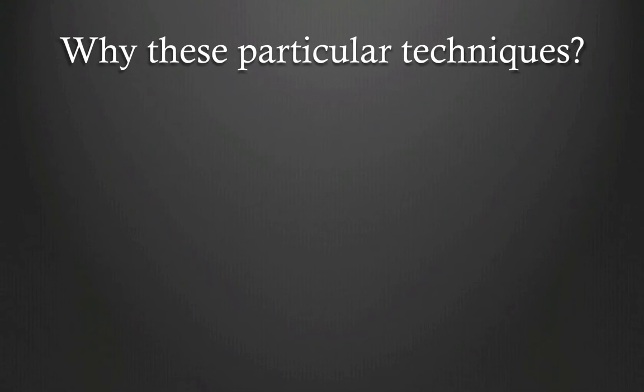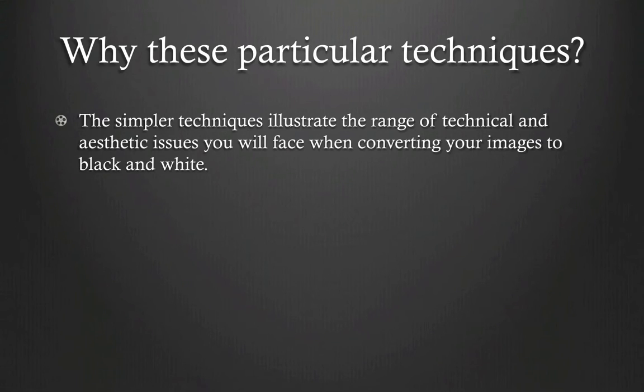So why these particular techniques and no others? I've already mentioned that the simpler techniques are problematic, so why bother including them? The reason I'm doing it is because they will illustrate the problems you will run into when converting images to black and white. So we'll have an image, we'll use a simple technique, and for various reasons it's not going to work all that well. So we're going to discover these problems, and then the later techniques we're going to use are going to be kind of the solutions to these problems. So it's a way of working through these techniques, discovering the problems, discovering the solutions, and thinking about what we need to do when we convert an image to black and white.